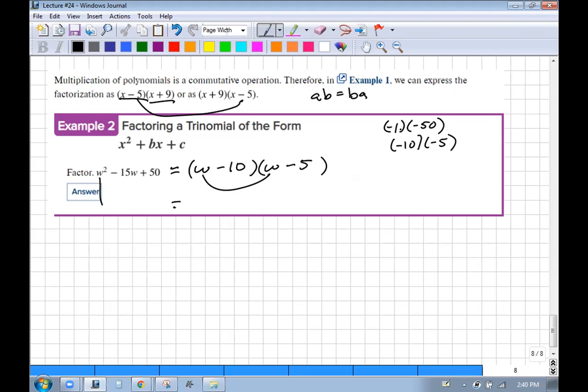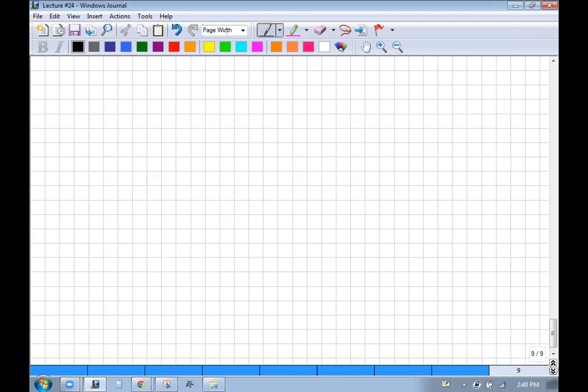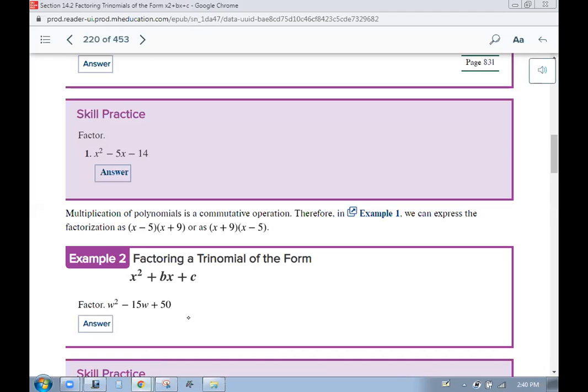If we check our work, we got w squared minus 5w minus 10w and then positive 50. So there's our w squared, there's our 50, and these give us our minus 15 w's. It's not too bad, right? Not yet.